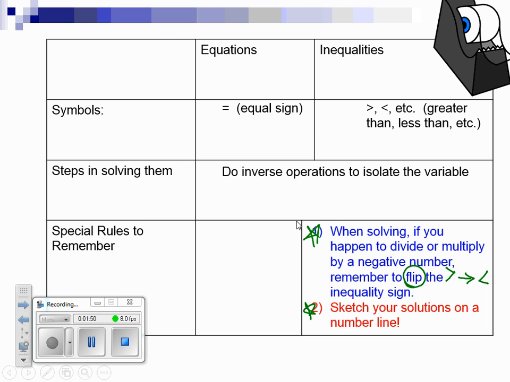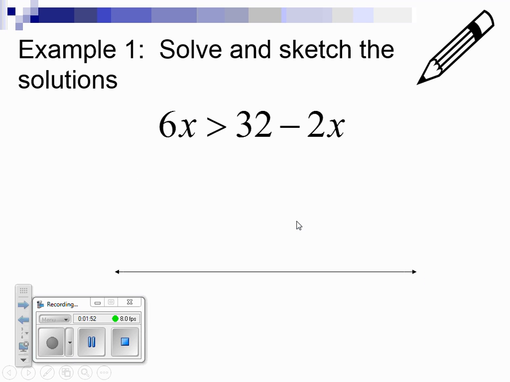Let's go ahead and do an example. Example number one. You see a pencil in the upper right-hand corner. That means you need to take notes on this. If I'm going to solve this just like I did equations, I'm going to use inverse operations. Add 2x to both sides. 8x is greater than 32. Divide by 8 and I get x is greater than 4.